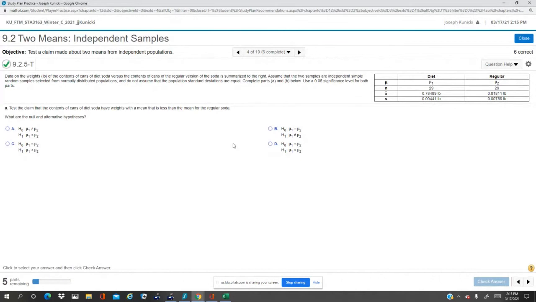Means from independent samples. First thing I see is there's no sigmas. Everything's S, so it's all sample data. So we're going to use a t-test. And where's the claim?